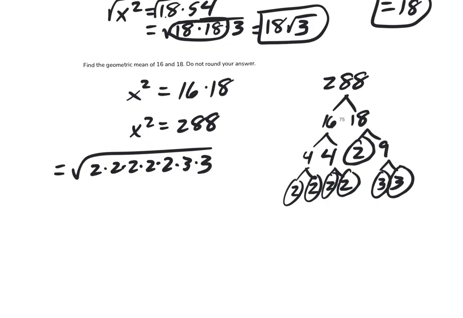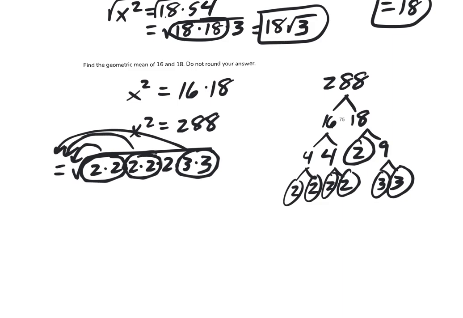We're looking for groups of 2, pairs. I have a pair of 2s, another pair of 2s, and a pair of 3s. Anything that is paired up is coming out. So on the outside, I have 2 2s and a 3. On the inside, I just have a 2 left over. Anything that's on the outside here, we're going to multiply those together.